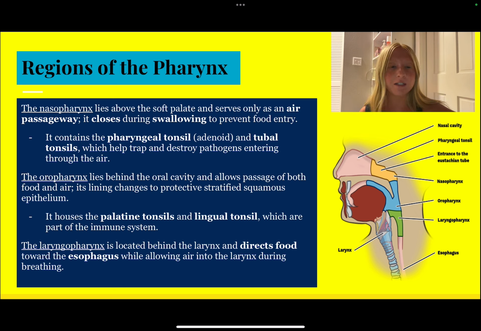The oropharynx lies behind the oral cavity, and it allows the passage of both food and air. Its lining changes to protective stratified squamous epithelium. It houses the palatine tonsils and the lingual tonsils, which are part of the immune system. The laryngopharynx is located behind the larynx and directs food towards the esophagus while allowing air into the larynx during breathing.